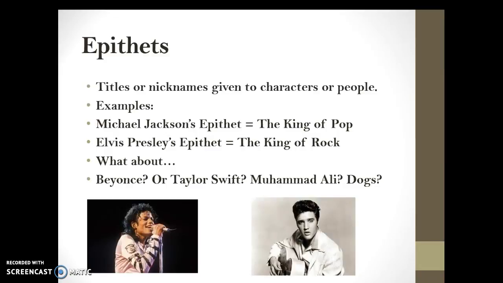In addition to archetypes, we'll also be focusing on epithets during our reading of the Odyssey. Epithets are titles or nicknames given to characters or people. Some examples are Michael Jackson is known as the King of Pop. That's his title. Elvis Presley, the King of Rock. But what about Beyonce or Taylor Swift? Muhammad Ali? Dogs? See if you can guess one or two.